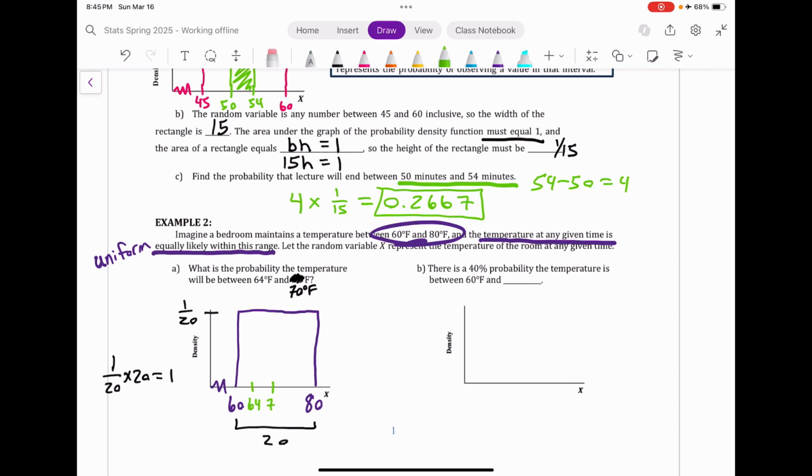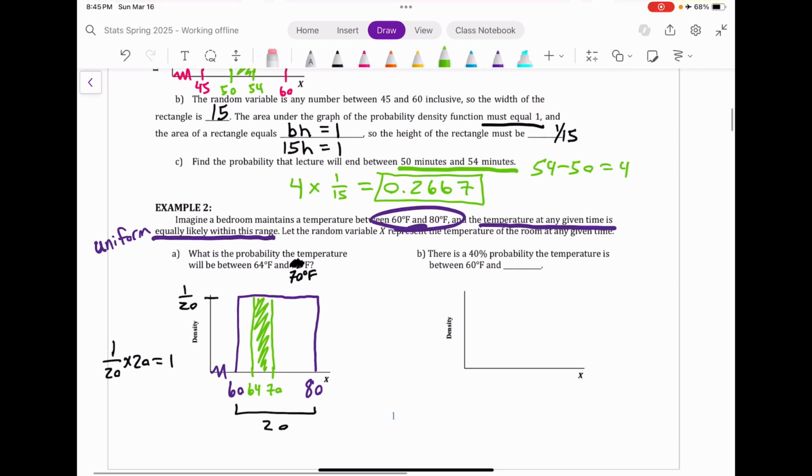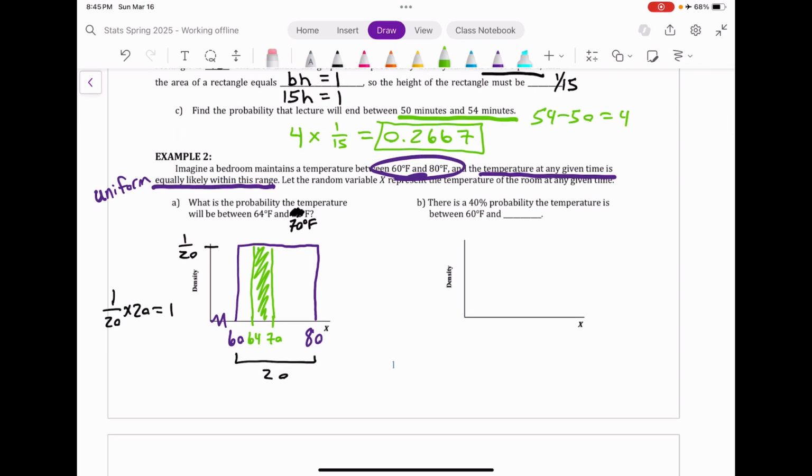So 64, 70, we're going to cut off that section of the rectangle and try to find the area of this green rectangle. This will be the probability that the room is between those two temperatures. So again, base times height. The base we know is 6, because 70 minus 64 is 6. And the height of our density function is 1 over 20. So if we do 6 times 1 over 20, we will get 0.3. So 30% probability.